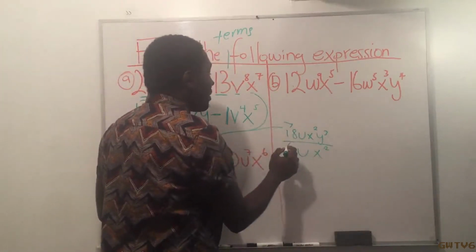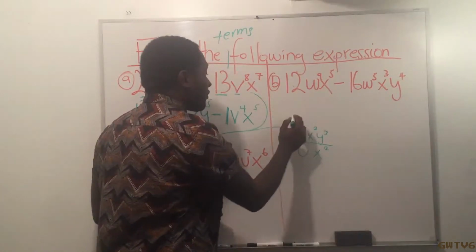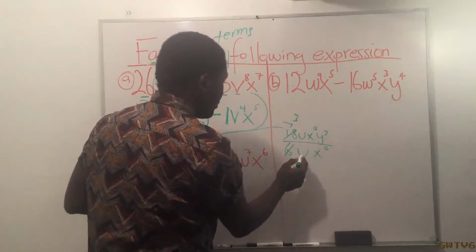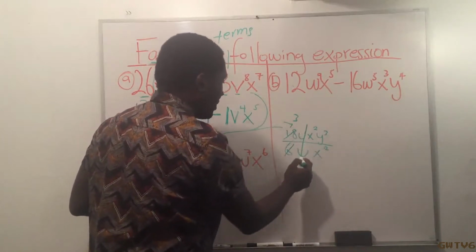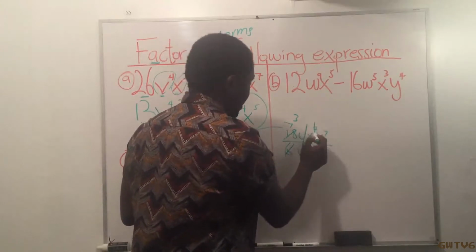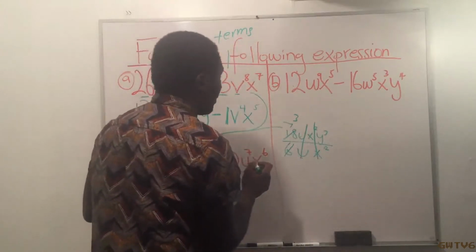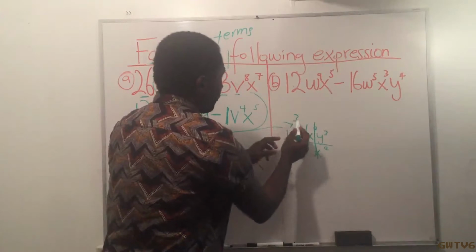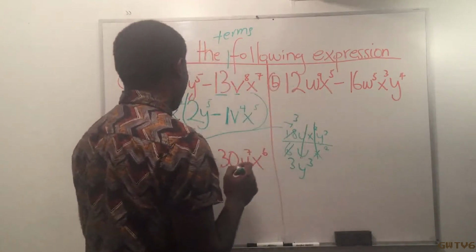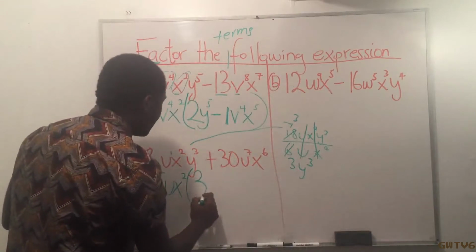So 18 divided by 6 is 3. And then I have u and then u. Same thing, that will cross out. I have x squared and then x squared. That will cross out. So now what do I have left? I have 3y^3. So that tells me 3y^3 will just be right there.